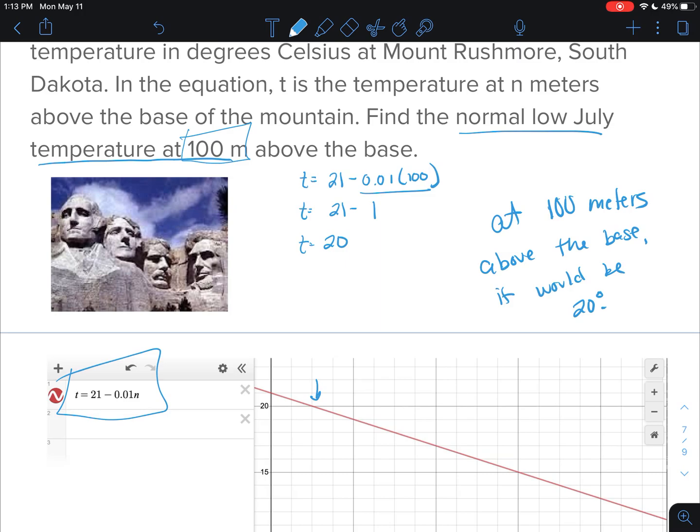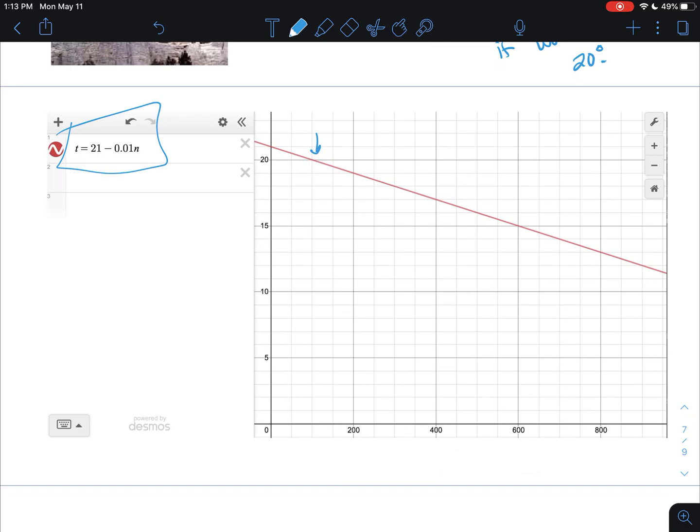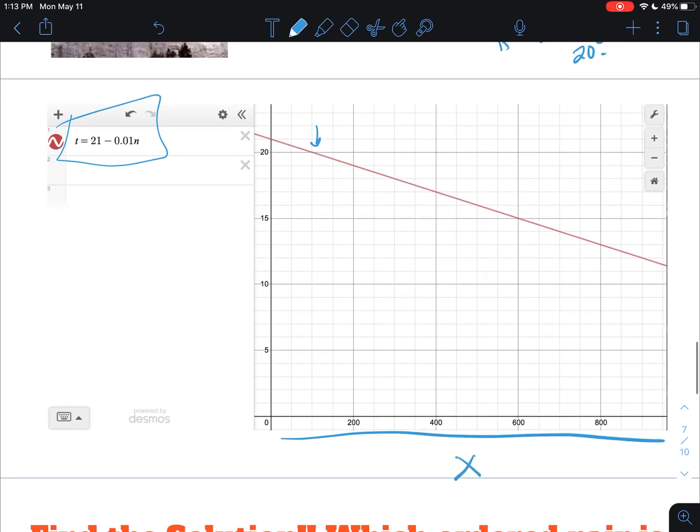So if we go to check ourselves, we wanted to find 100 meters. So 100 meters is our input, and our input is going to be the x-axis down here. So this is meters down here. Here's 200, so 100 is going to be right here, and follow it up to the graph. Where does it hit? 20 degrees. So this graph is actually every single solution to that equation. And that's why graphs are so neat, because it's telling you all of the answers. If I'm blowing your mind right now, I apologize.